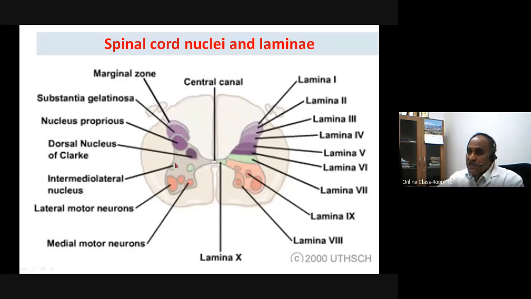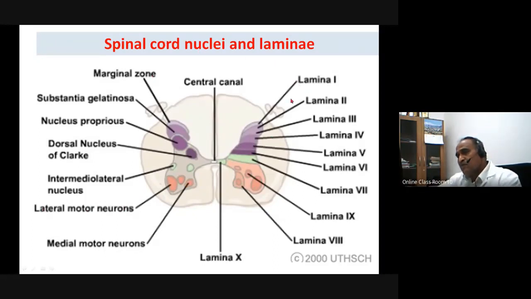Then the intermediolateral nucleus. This is the nucleus for the sympathetic system, especially predominant in the thoracolumbar segments. The lateral motor nucleus has the alpha motor neurons, and the medial motor neurons are the gamma motor neurons. These are the various nuclei of the spinal cord.